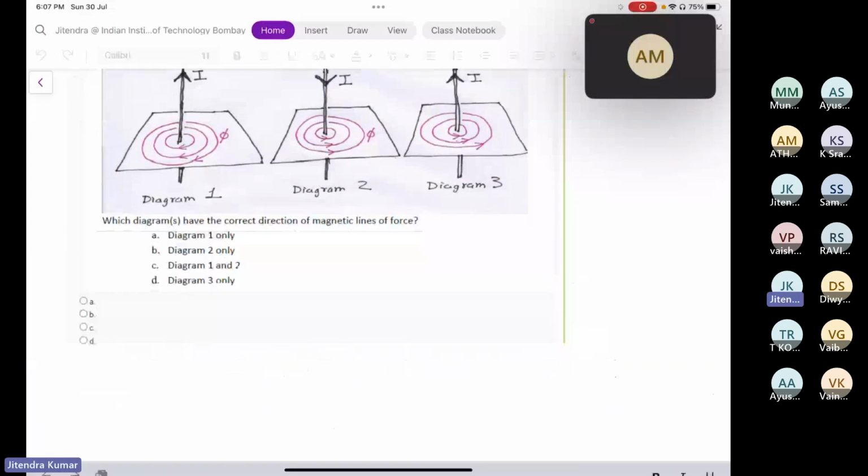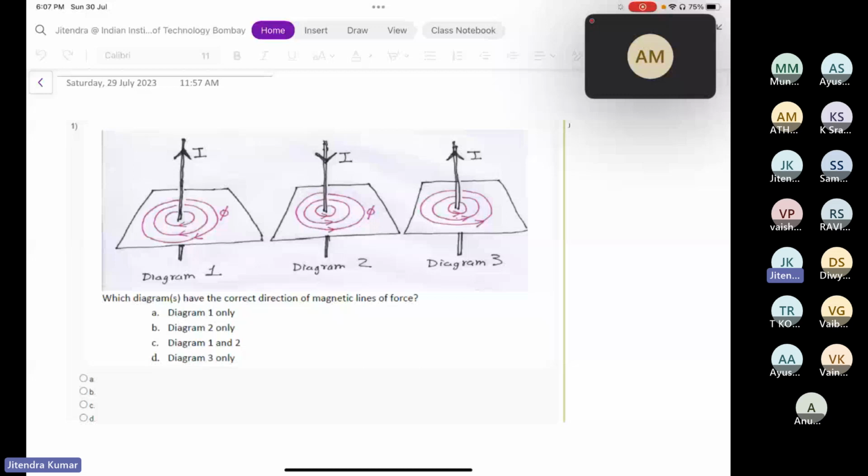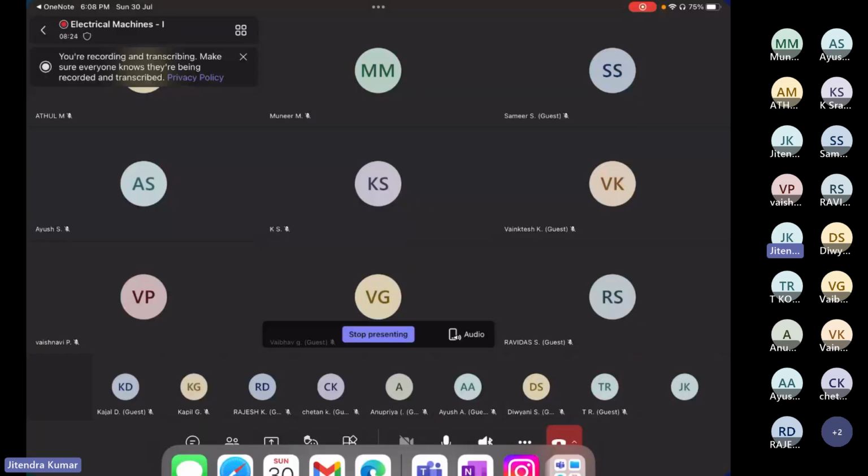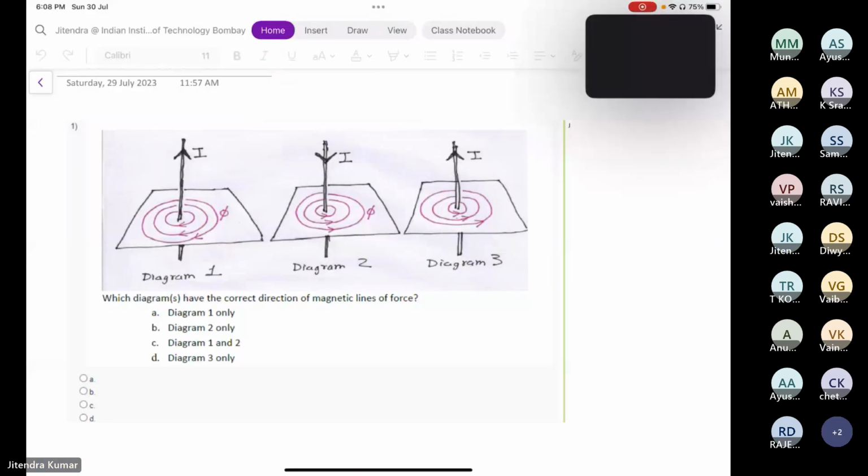Yeah, so I hope you are able to see the first question. It is a very basic question. Here a wire is carrying a current, and we have to identify the direction of flux in that wire, which direction of flux is correct. Anybody could unmute and please try to answer, because this is very basic. If it is not clear, then we will go to a much more basic level.